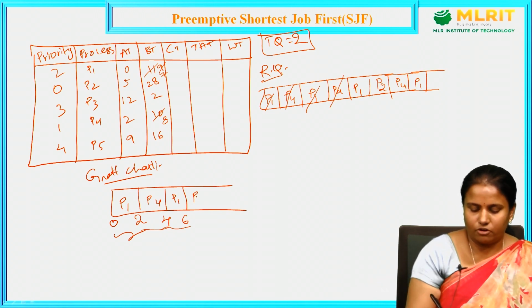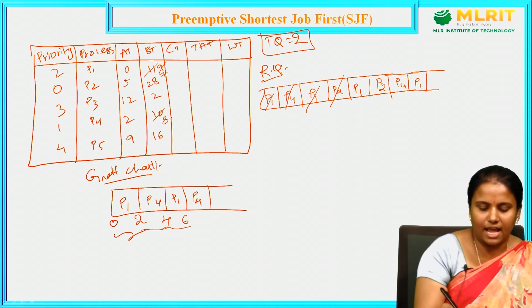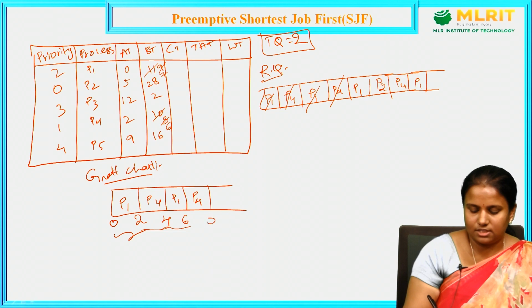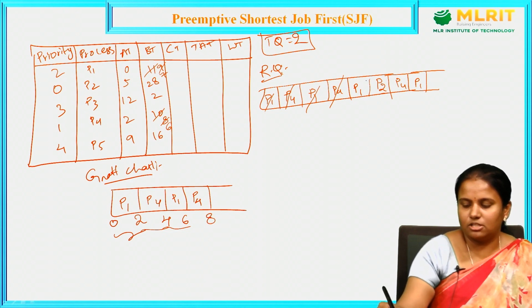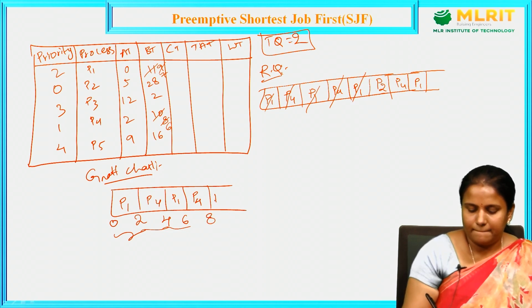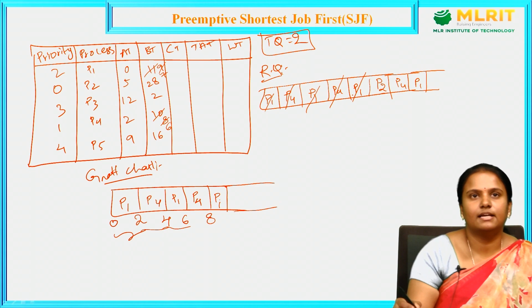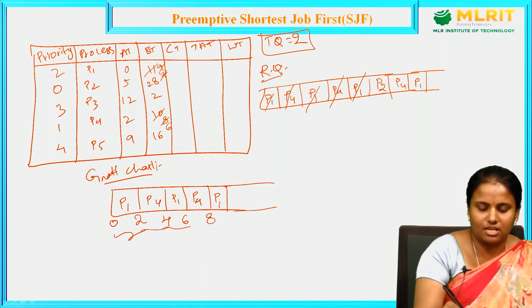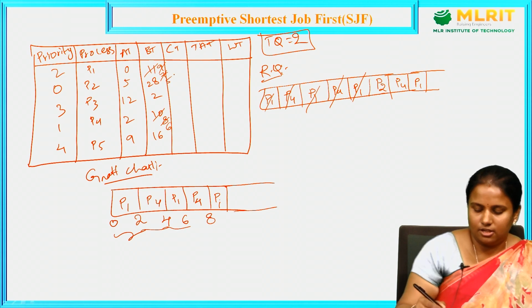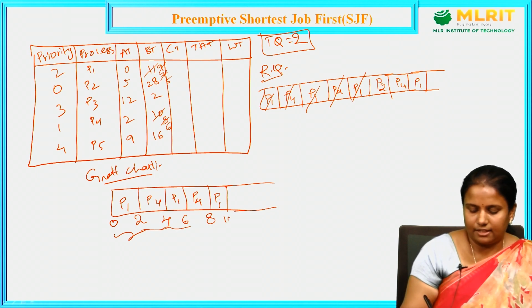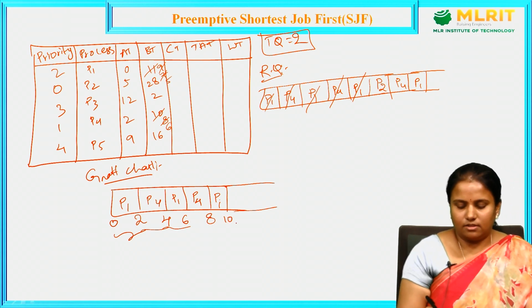So P4 with the burst time of what? 8. 8 minus 2, remaining is 6. So 6 plus 2 is 8. So P4 is also completed. Next P1. P1 is waiting with how much? Burst time is 7. So 7 minus 2 is 5. So 8 plus 2 is 10.